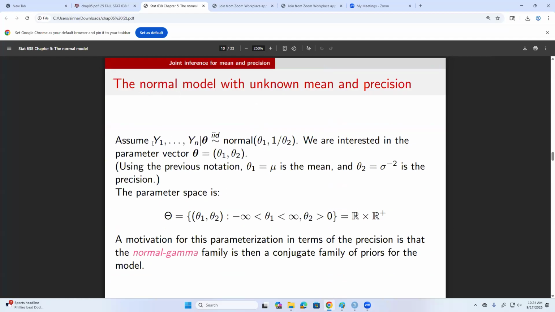So, the normal model. Suppose you have observations y1, y2, up to yn, and they are coming from a normal distribution with mean theta 1 and variance 1 over theta 2. And this theta 2 is called the precision parameter. It is the inverse of the variance. What is the parameter space? Theta 1 could be a real number between minus infinity and plus infinity, but theta 2 must be positive.